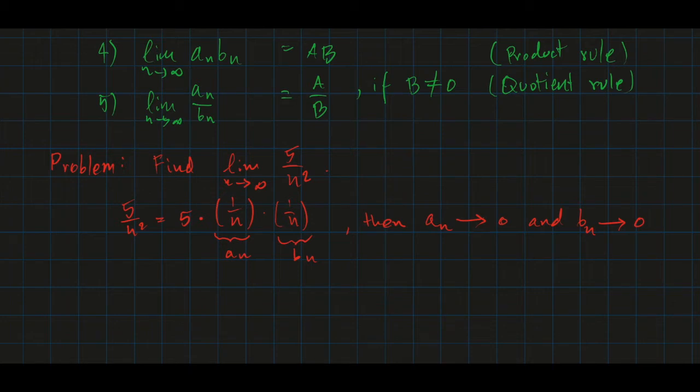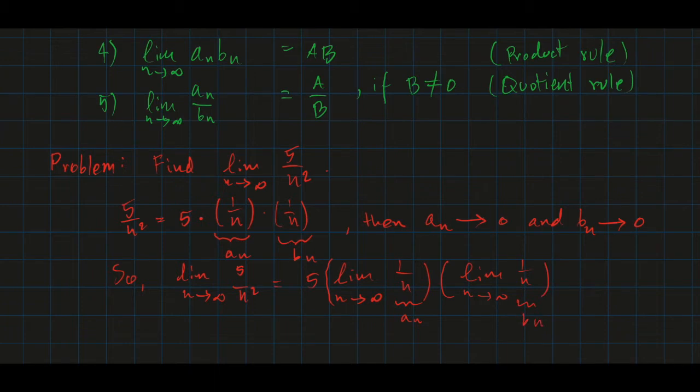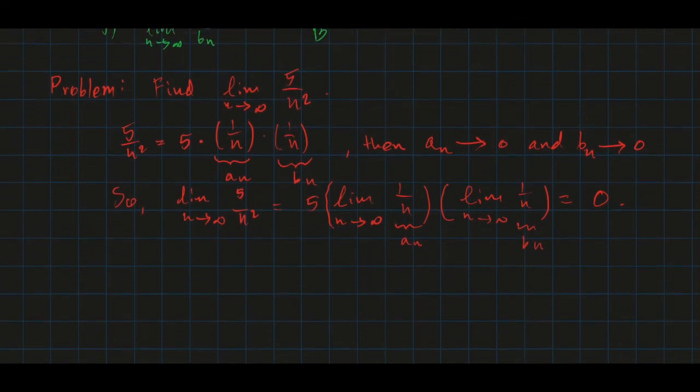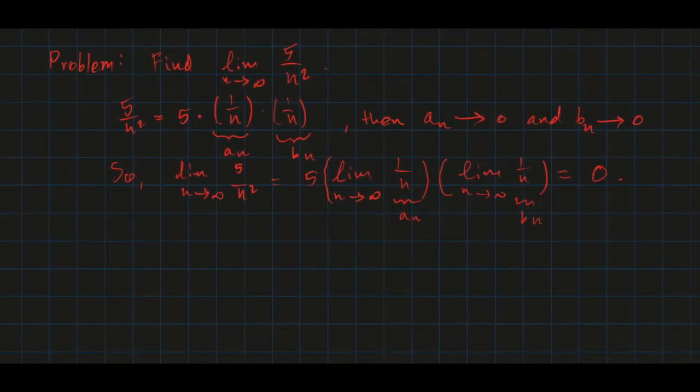So by the product rule and scalar multiplication rule, the limit here is going to be equal to 5 times the limit of an times the limit of bn. This is my an, right? This is bn. So 5 times 0 times 0. So it's 0 here. Okay, good. Let's call this the first one. Let's look at another one.